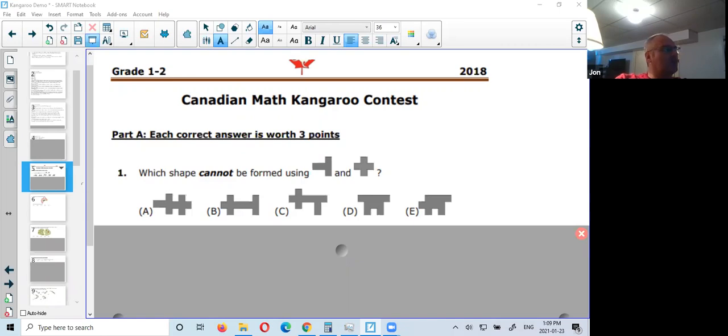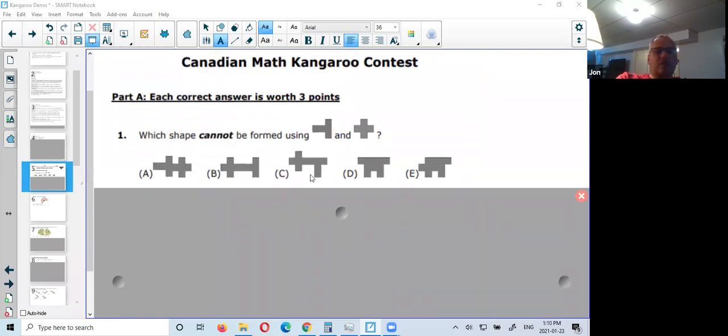I'm trying to get more people on here. So yeah, the answer is D there. You can make all the other ones. You can't make D. So if you got D, that's very good. And that's the first question, right? Again, this is a grade 1-2 contest. You might have something similar in the higher grade contest, but not this particular question. Okay, so that's one. Let's look at another question from grade 1-2.